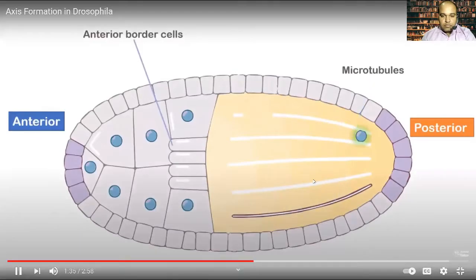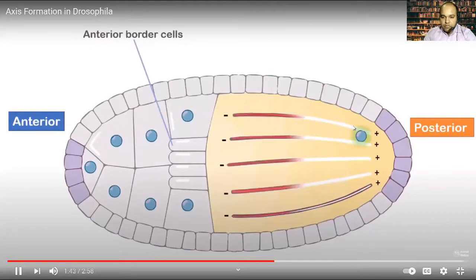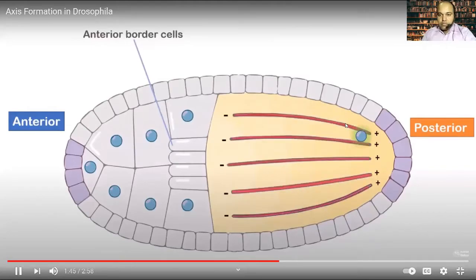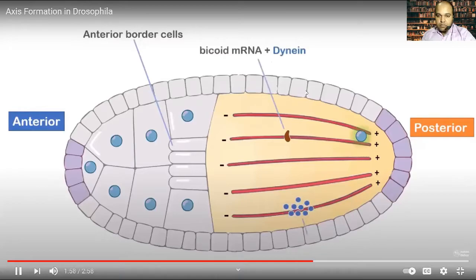Protein kinase orients the microtubules such that the growing plus ends are at the posterior. Bicoid mRNA binds to dynein, a minus-directed motor protein associated with the non-growing end of microtubules. Dynein moves the bicoid mRNA to the anterior end of the egg.